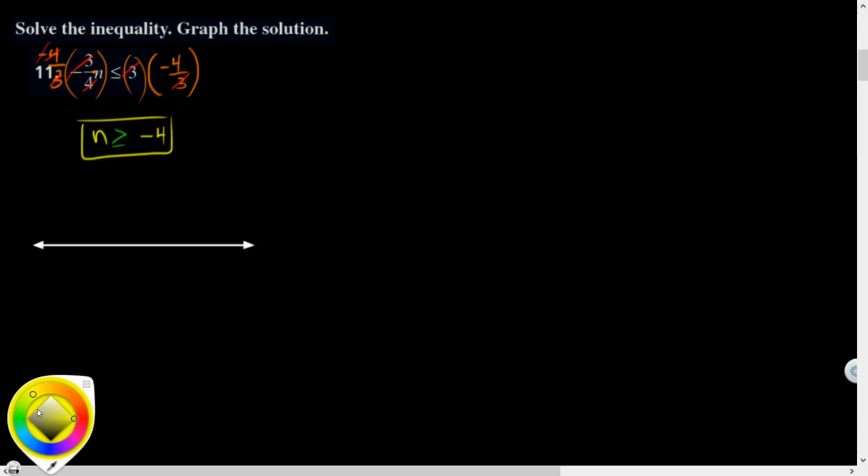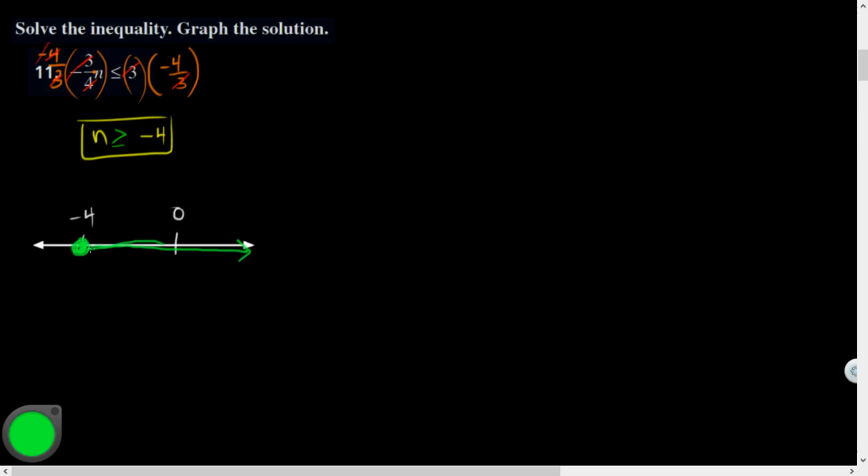Is my answer. Graphically speaking, and remember our graphs were super simple, 0, -4, just kind of put the points of interest. 0 is one of them that I'd want to see. This is a closed circle because it includes the equal part, and greater than would be to the right. Am I right? I'm right, friends. Okay, let's keep cruising.